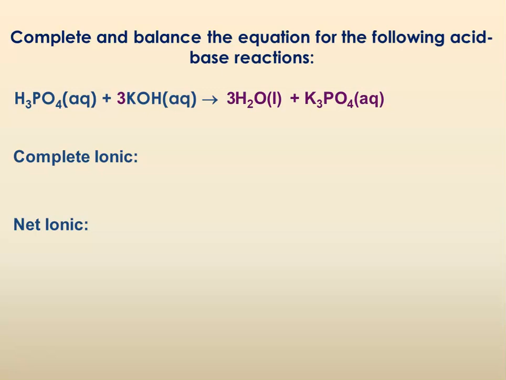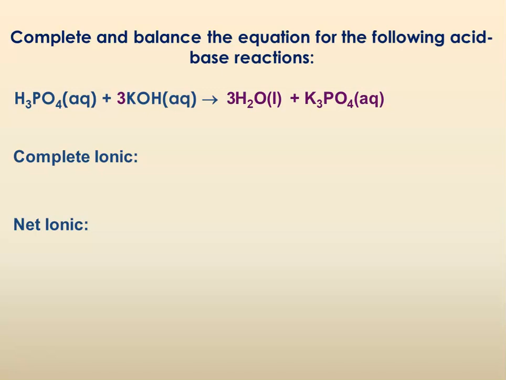I have 3 in the KOH and 4 in the PO4 to give me 7. I have 3 in the 3 H2Os and 4 in the K3PO4, also to give me 7. But for that to work out, the hydrogens need to be balanced. And so I look at my left side of my equation and I see I have 3 H's in H3PO4 and 3 in the 3 KOHs for a total of 6 H's as reactants, and 3 times 2 in the 3 H2Os gives me 6 hydrogens as products. So my equation is balanced.